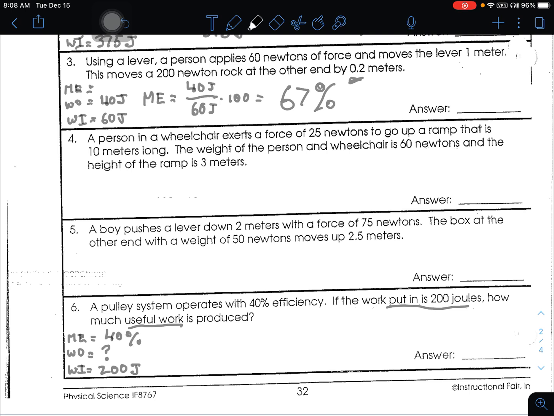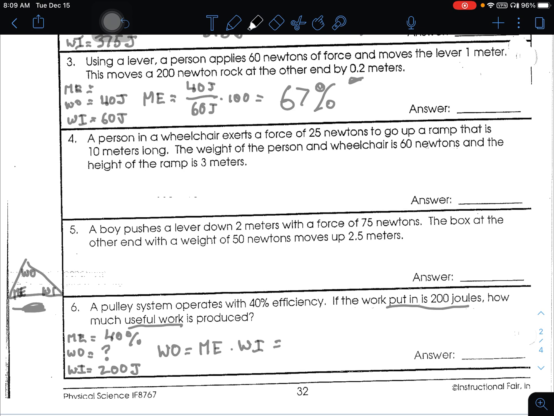All right, so this is using one of those triangle deals where ME is on the bottom and then WO is over WI, right? But we want to solve for WO in this case, right? So if I look at my triangle and I solve for WO, work output, it's going to be equal to ME times WI, right? Because both of those are on the same level of the triangle here. So you multiply them.